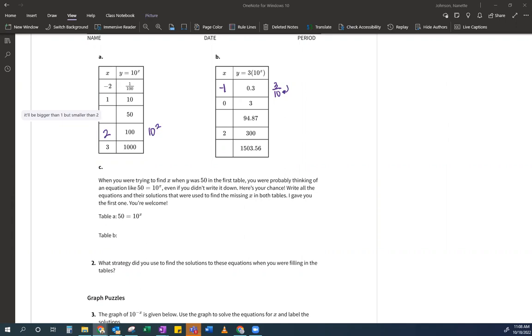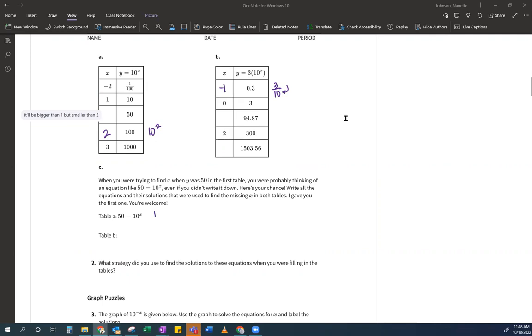Okay, so you should have gotten a couple of equations that look kind of like this, right? You should have gotten an equation that looked like 10 squared equals 100, or even 10 to the x equals 100. For that 50, that's one of the ones that we want. I'm really interested in these equations here. So I'm going to write this equation right next to it.